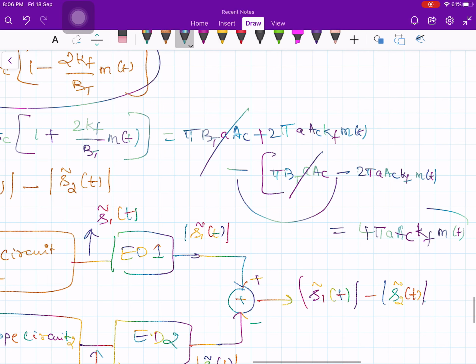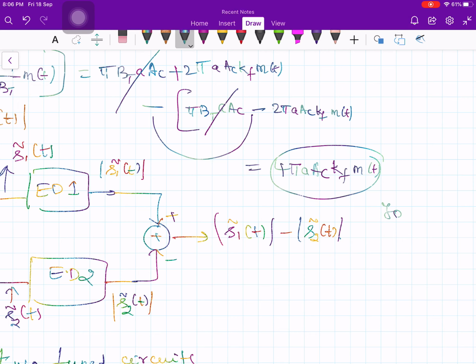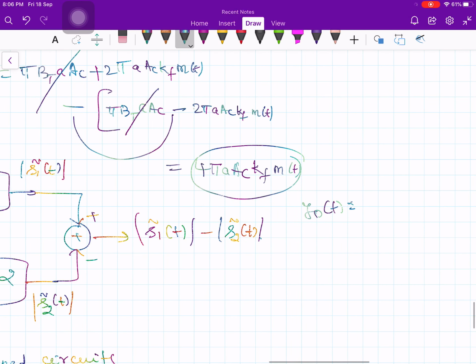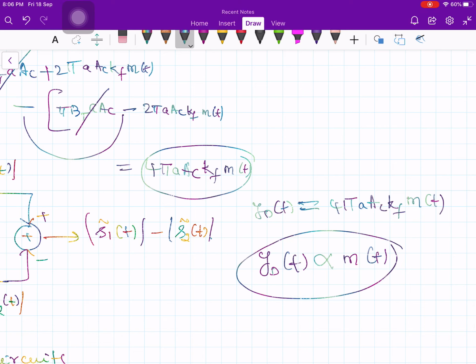So this is the output of your system. Now your demodulator output y d of t is 4 pi small a capital AC kf times m of t. Therefore y suffix d of t is directly proportional to m of t. That's how your frequency discriminator works. Okay, so that's it about the balanced discriminator. So that's the mathematical theory behind balanced discriminators.